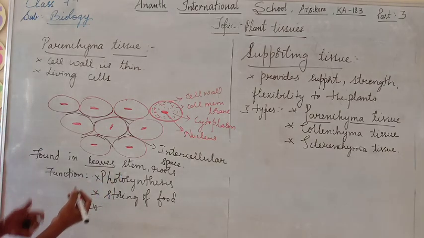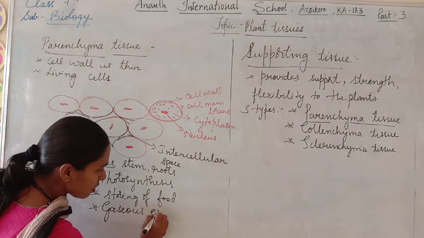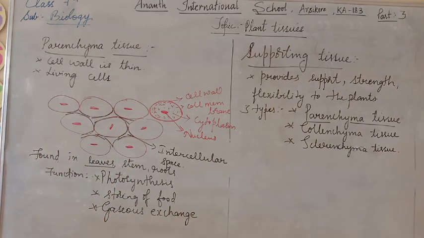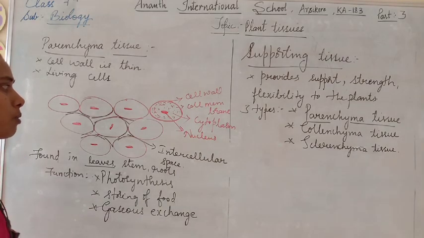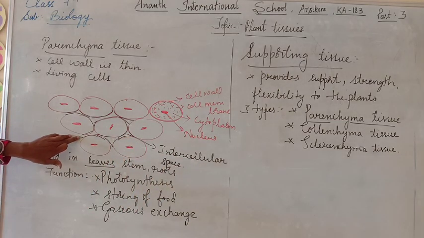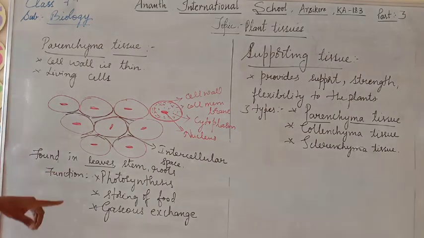The third function of the parenchyma tissue is gaseous exchange. How does gaseous exchange take place in the parenchyma tissue? The intercellular air space is present between the cells, and here the gaseous exchange takes place. As we all know, mitochondria are the respiration sites, and mitochondria help the exchange of gases take place in this parenchyma tissue.